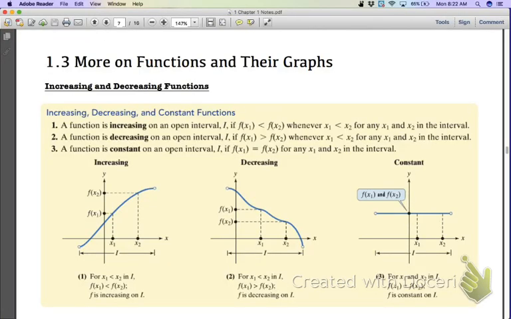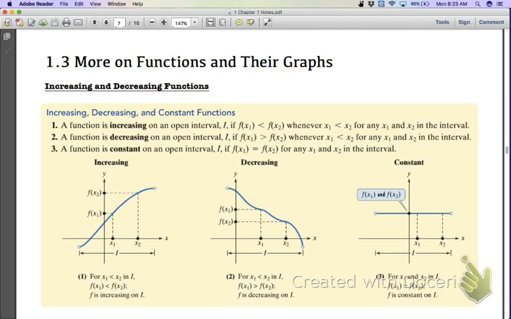1.3. So, more functions and their graphs. A lot of this stuff is really pretty straightforward: increasing, decreasing, and then a constant function. Remember, we always read from left to right. So whenever we look at anything, we're always looking at the graph from left to right, and it's almost like we're dragging a straight line across to see what's happening.